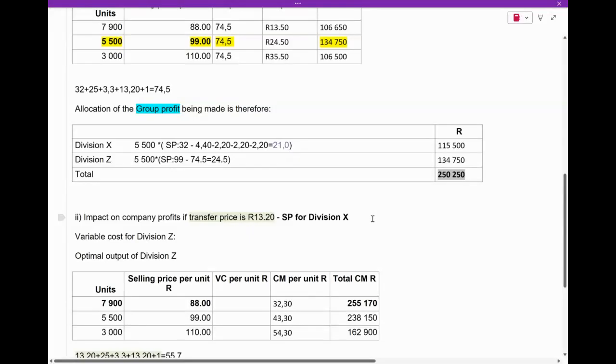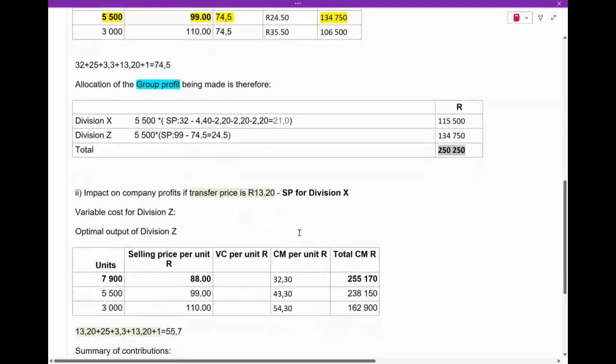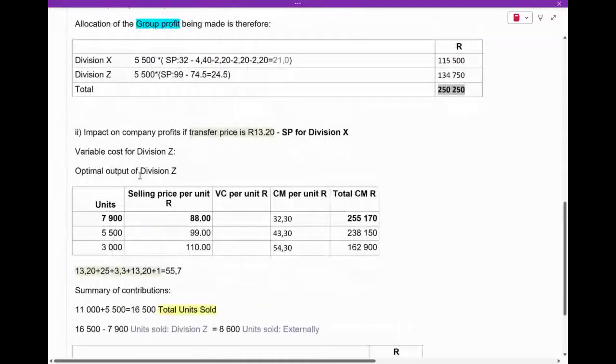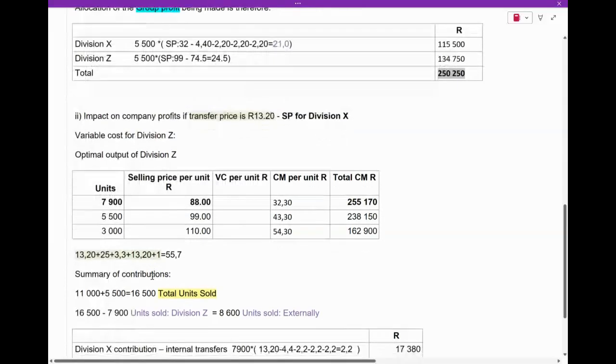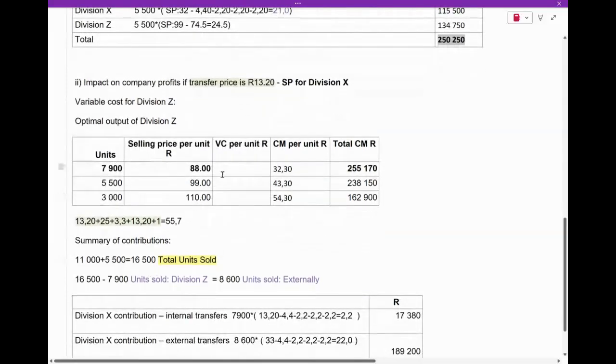We then go to the second part of the question, and it says, calculate the impact on the company profits if the transfer price were changed to 13 Rand 20 per unit. All right, what is the impact? Okay, so here now we say to ourselves, okay, cool, let's calculate. First and foremost, you have to start here. I filled out the table because I now think you get the point as to how to fill out this table, right? But your starting point is here.